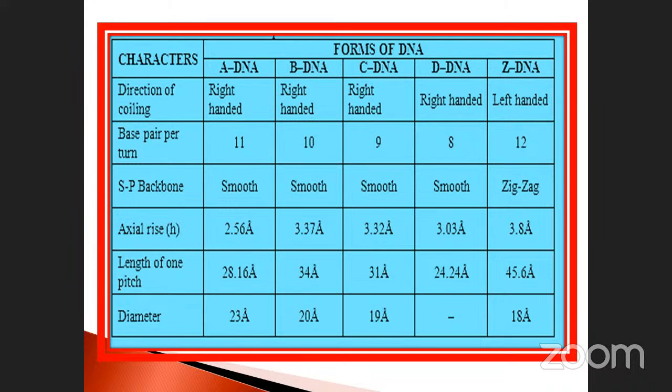See here, all are smooth in nature, the sugar-phosphate backbone. Okay, all are smooth. This one is called a zigzag. That's why it is called Z DNA, zigzag DNA. Left-handed. 12 base pairs are there.